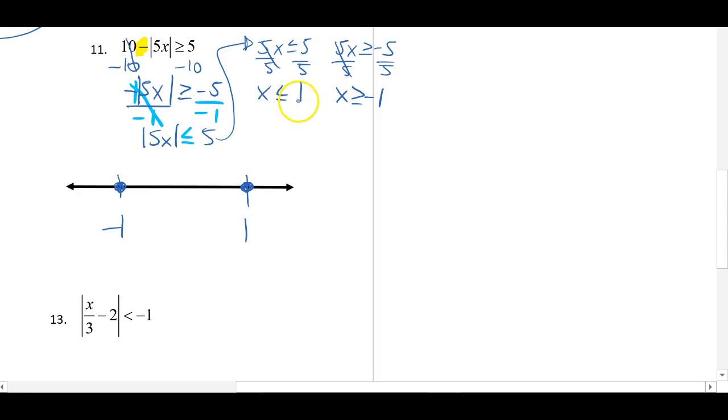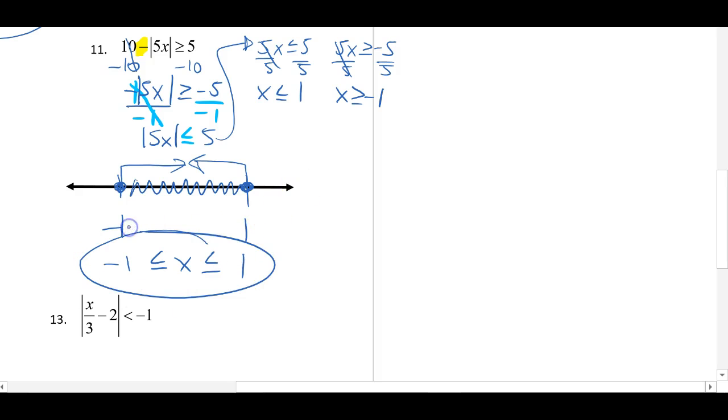Here it says x is less than or equal to positive 1. So for positive 1, if it's less, it's to the left. And then for here, x is greater than negative 1, so it's to the right. So shade in the middle. And we see that the shade meets in the middle, so that means our answer will stay together. Negative 1 on the left, 1 on the right, x in the middle, and then you write less than or equal to on the left and right.